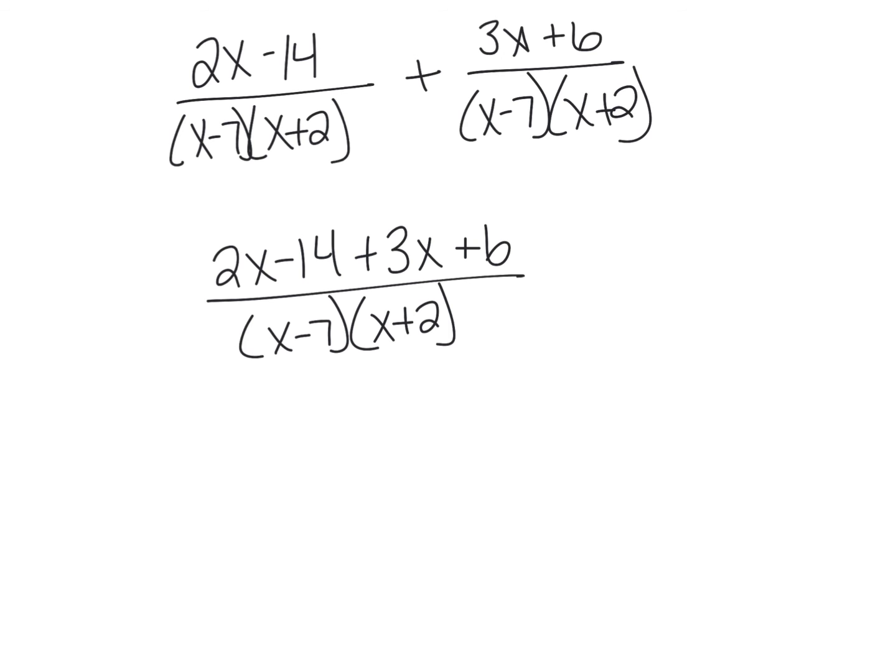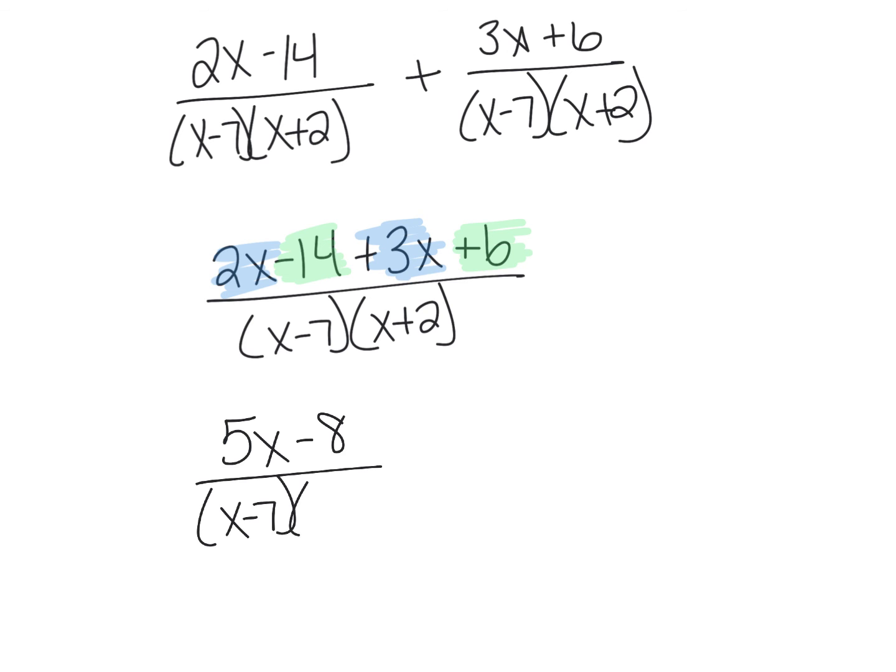It's one fraction, so now I need to go ahead and combine any like terms. I have a 2x and a 3x, and I have a negative 14 and a positive 6. So I need to combine all of those. 2x and 3x will give me 5x, negative 14 and 6 will give me negative 8. In my denominator, I have x minus 7 and x plus 2.